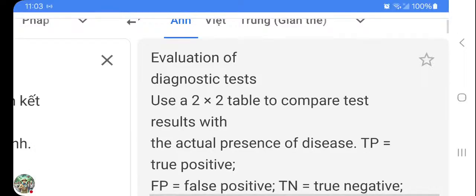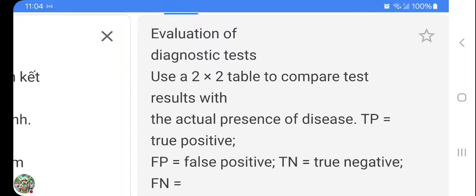Let's say the columns are disease: the first column is plus, which means the patient truly has the disease, and the second column is minus, which means healthy people with no disease. And in the rows we have the test: test positive is the first row, and test negative is the second row. So that's a 2 by 2 table, right?